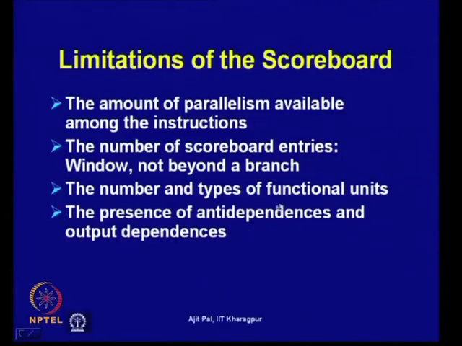So, the number and types of functional units are to be carefully chosen, and the presence of anti dependencies and output dependencies we have already seen, because the anti dependencies and output dependencies arise because of out of order execution, and they are tackled by the scoreboard with the help of introducing stalling cycles, and that is how the scoreboard is performing.